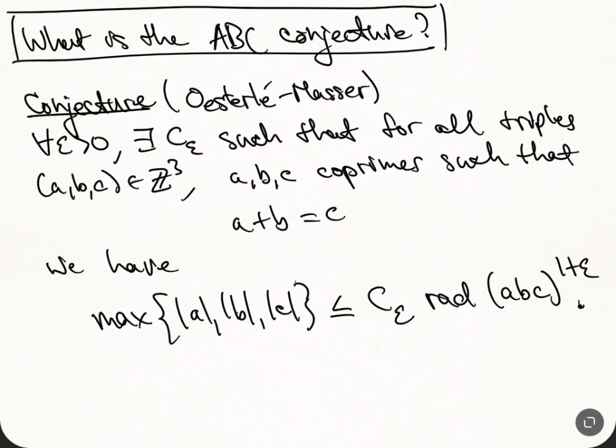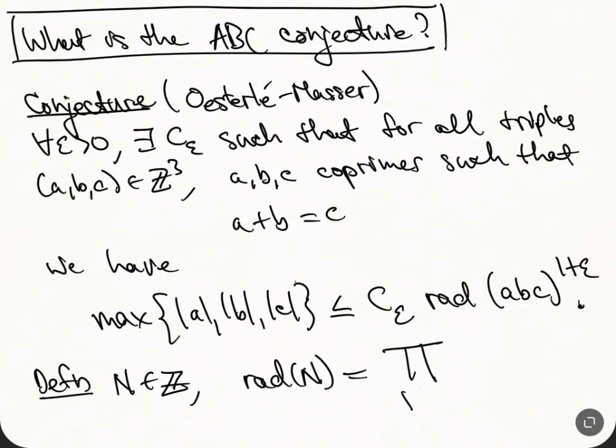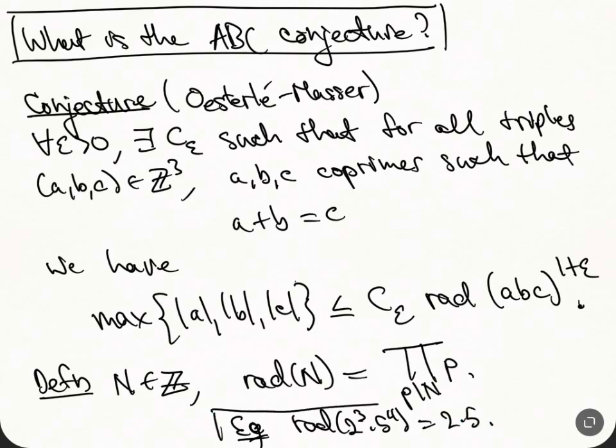One of the philosophies is that it relates multiplication and addition. Okay, I need to give you a little definition here. If n is an integer, the radical of n is equal to the product of the primes dividing it. For example, the radical of 2 to the third times 5 to the fourth is equal to 2 times 5. So it really doesn't care about these prime powers here. Okay, so this is the conjecture here.